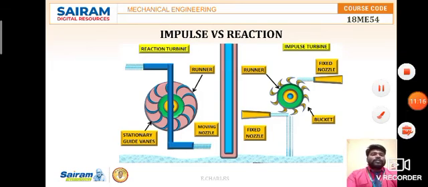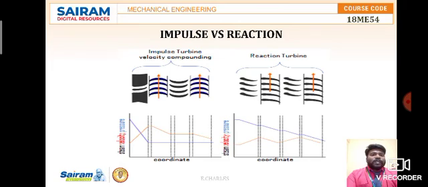So this shows the difference between the impulse and reaction turbine, the schematic diagram, and the compounding that we have already explained here. In this context, I would like to highlight the difference between the impulse and reaction turbine compounding. In the impulse turbine, you can see there will be first a nozzle, and then moving blades, and then fixed blades, and then moving blades, and the pressure velocity graph is shown over here.